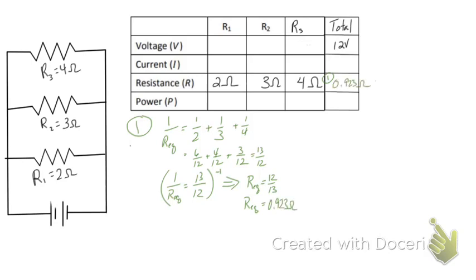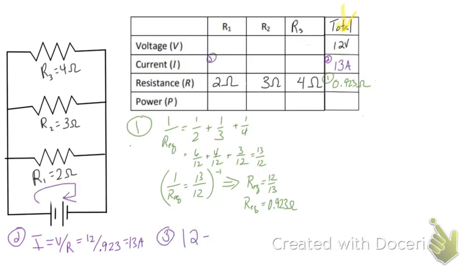Alright, next thing. From this, I can now go ahead and work through the total current using Ohm's law. Ohm's law says I equals V over R. So if we're going to do 12 divided by 0.923, we get 13 amps. Now, to figure out each of the currents across each path, I'm going to use Kirchhoff's loop rule. You could do it other ways, but this will work.